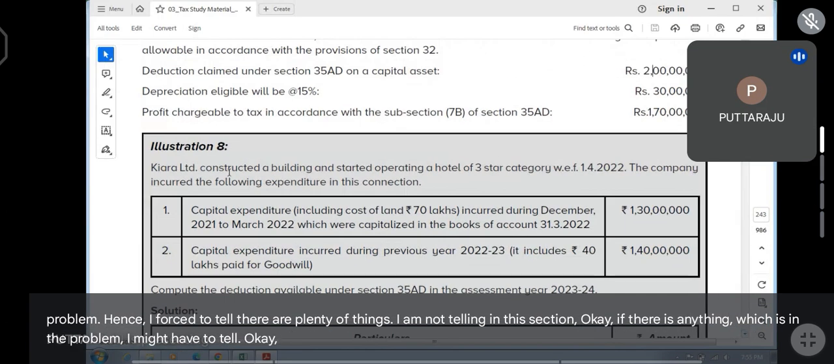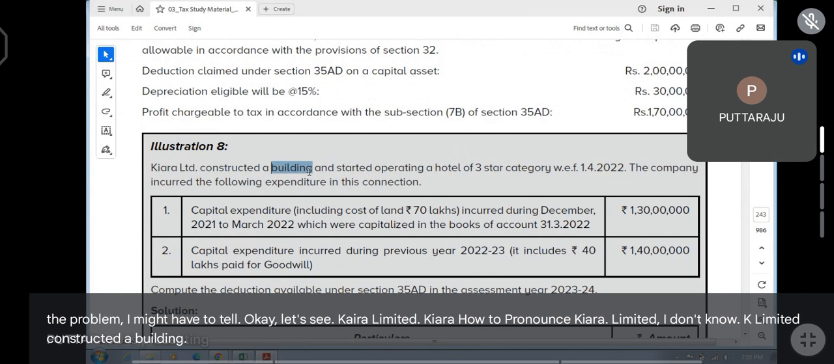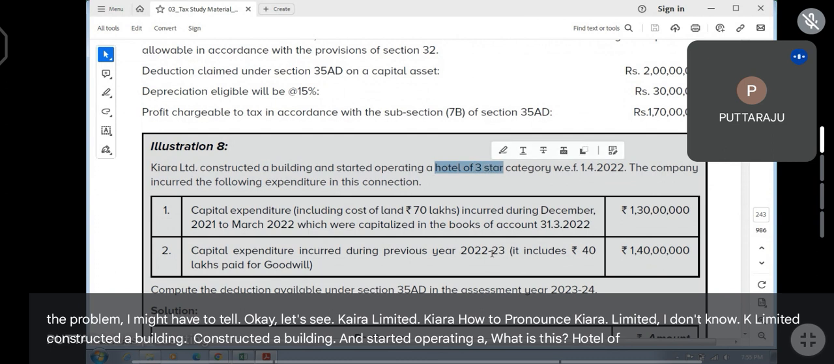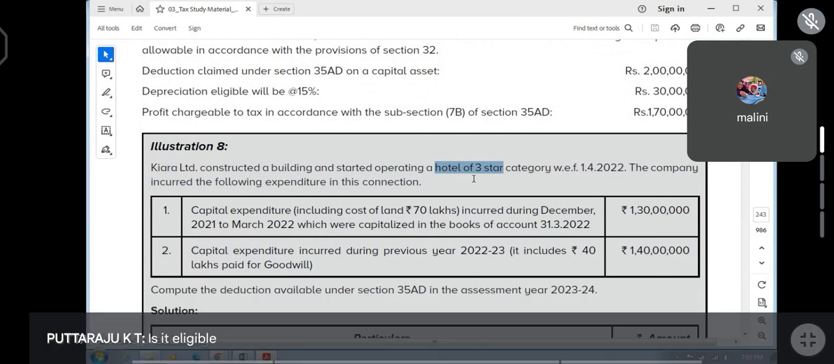Okay, let's see. Kaira Limited constructed a building and started operating a hotel, of which star? Is it an eligible specified business? Yes, sir. Okay, category with effect from 1/4/22.